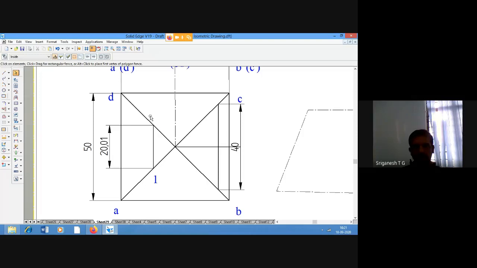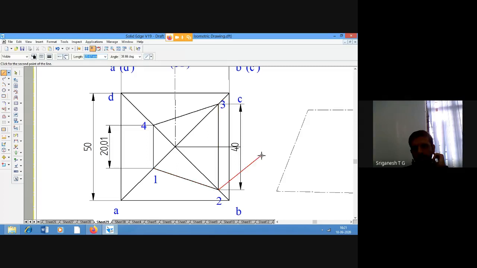Okay, so here we have point number 4. Let me put that, point number 4. And here we'll have point number 2. This will be point number 3. Now connect this. See, now this trapezium will look like what actually?